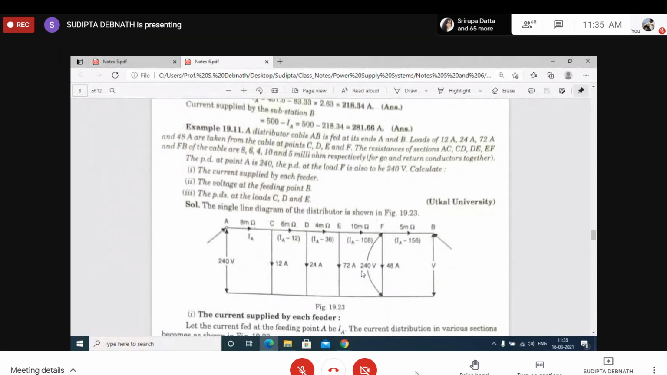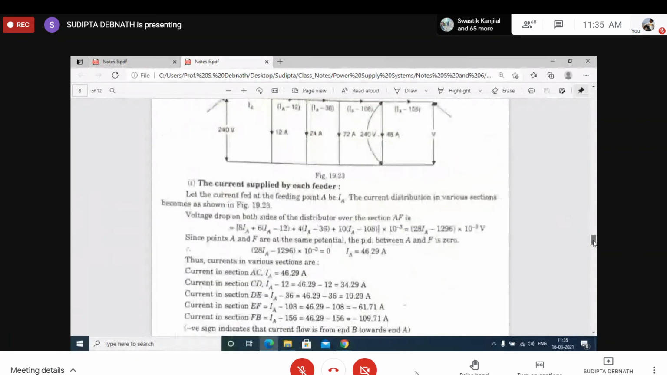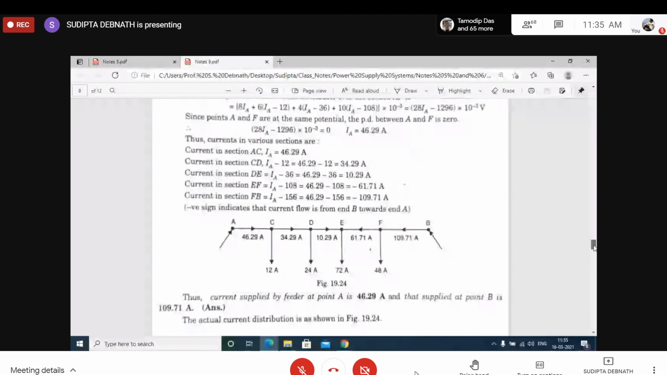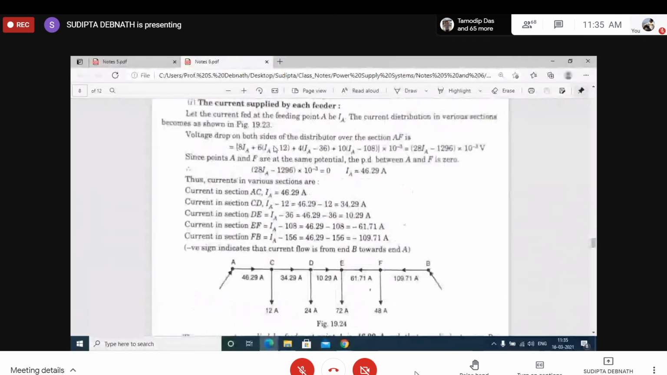This is very simple. So you find the voltage drop in these 4 sections only and equate it to 0. So what is the unknown? The unknown is only IA. So you find the value for IA. See what they have done, exactly the same thing. Voltage drop on both sides of the distributor over section F. As points A and F are at the same potential, the potential difference between A and F is equal to 0. So this is 0. They have found IA.